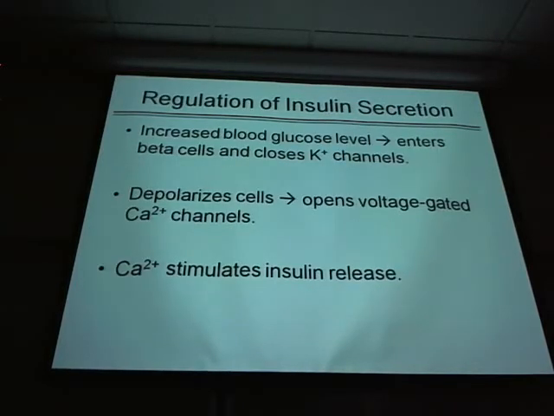Increased blood glucose enters the beta cell, closes potassium channels, opens the calcium channels, and calcium stimulates insulin release. So the take-home message is the higher the blood sugar, the more insulin you're going to have. That's right. Okay? Higher blood sugar, higher insulin. Yep. And then when the blood sugar goes down, the insulin goes down.